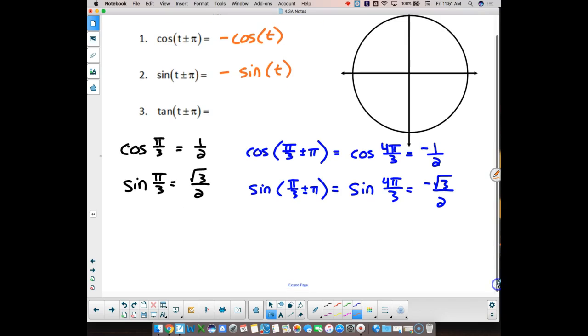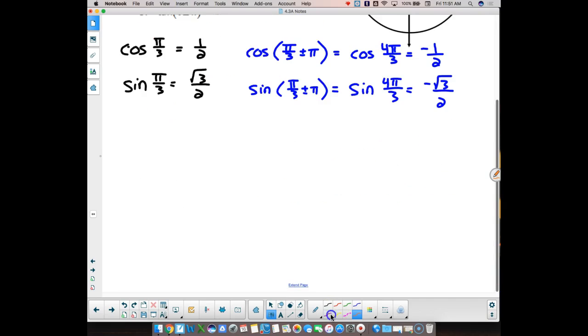What about tangent? Well, doing some maths, the tangent of t plus or minus pi is going to be equal to the sine of t plus or minus pi divided by the cosine of t plus or minus pi. Agree with that statement? Tangent is sine divided by cosine.